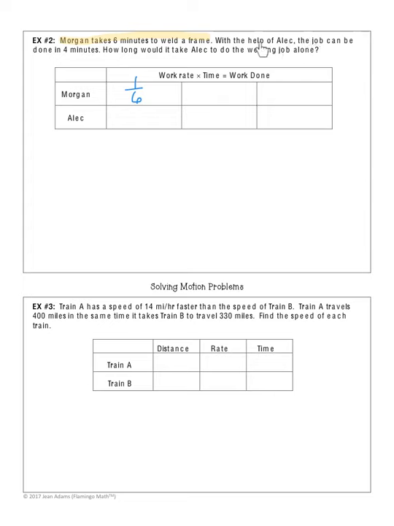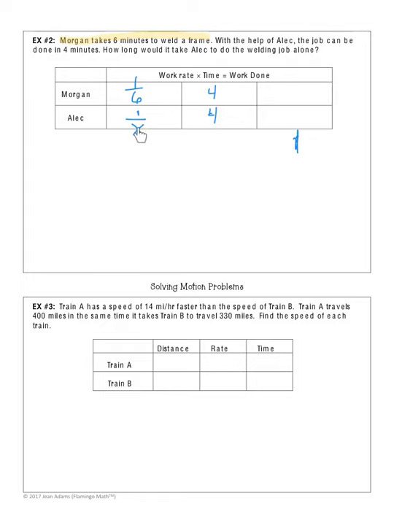So we don't know how long it takes Alec to work alone. We just know that the job can be done in 4 minutes. So I know that together, if they work for 4 minutes, they can complete one whole job. So I'm going to put one whole job here. But I don't know Alec's work rate, so I'm going to put 1 over x, because that right there is my unknown. Remember, this is the column that we calculate ourselves, and we're trying to find out how long it would take Alec to do the welding job alone.